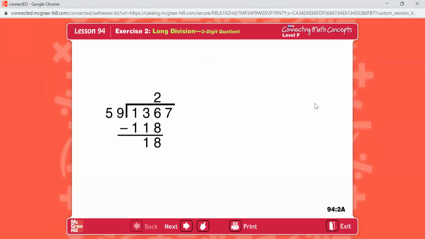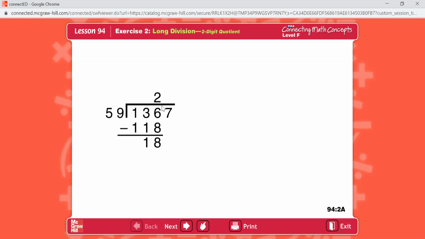So, lesson 94. Let's jump into some long division. Read the problem. The problem is read: 1,367 divided by 59. I repeat, 1,367 divided by 59. The first digit of the answer is shown right here.